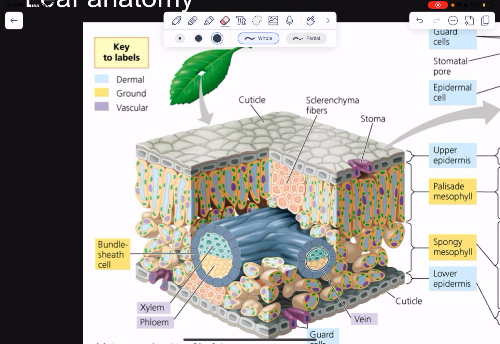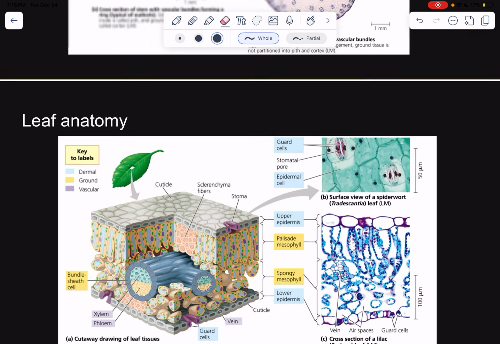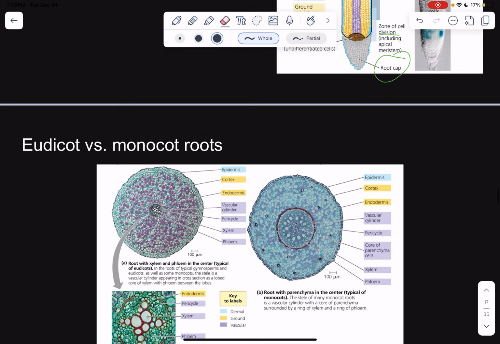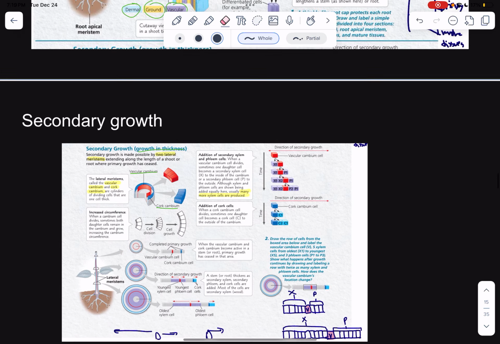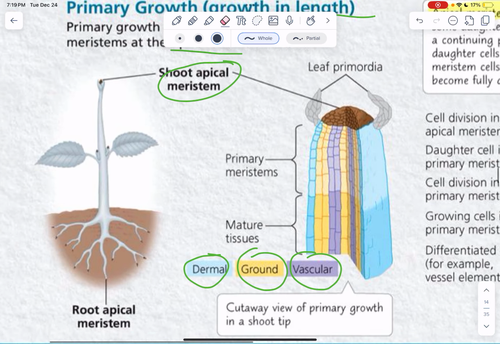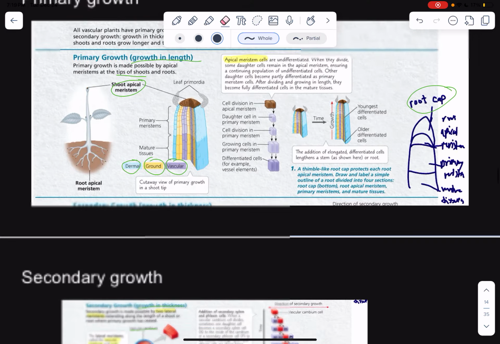remember we discussed leaf primordia? Those are projections shaped like a cow's horns that emerge along the sides of the shoot apical meristem. So if we go back to the figure above, we will see that these are the leaf primordia.